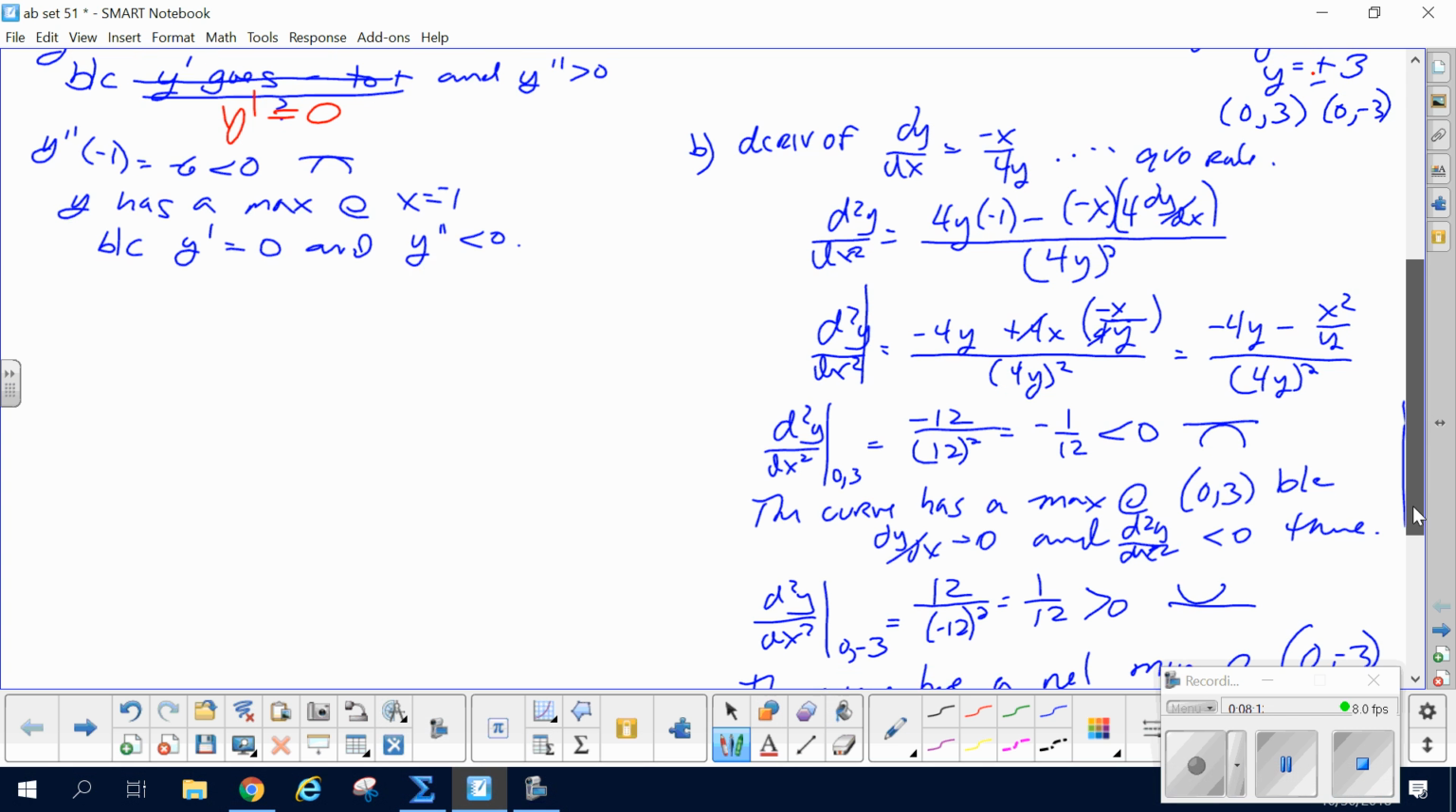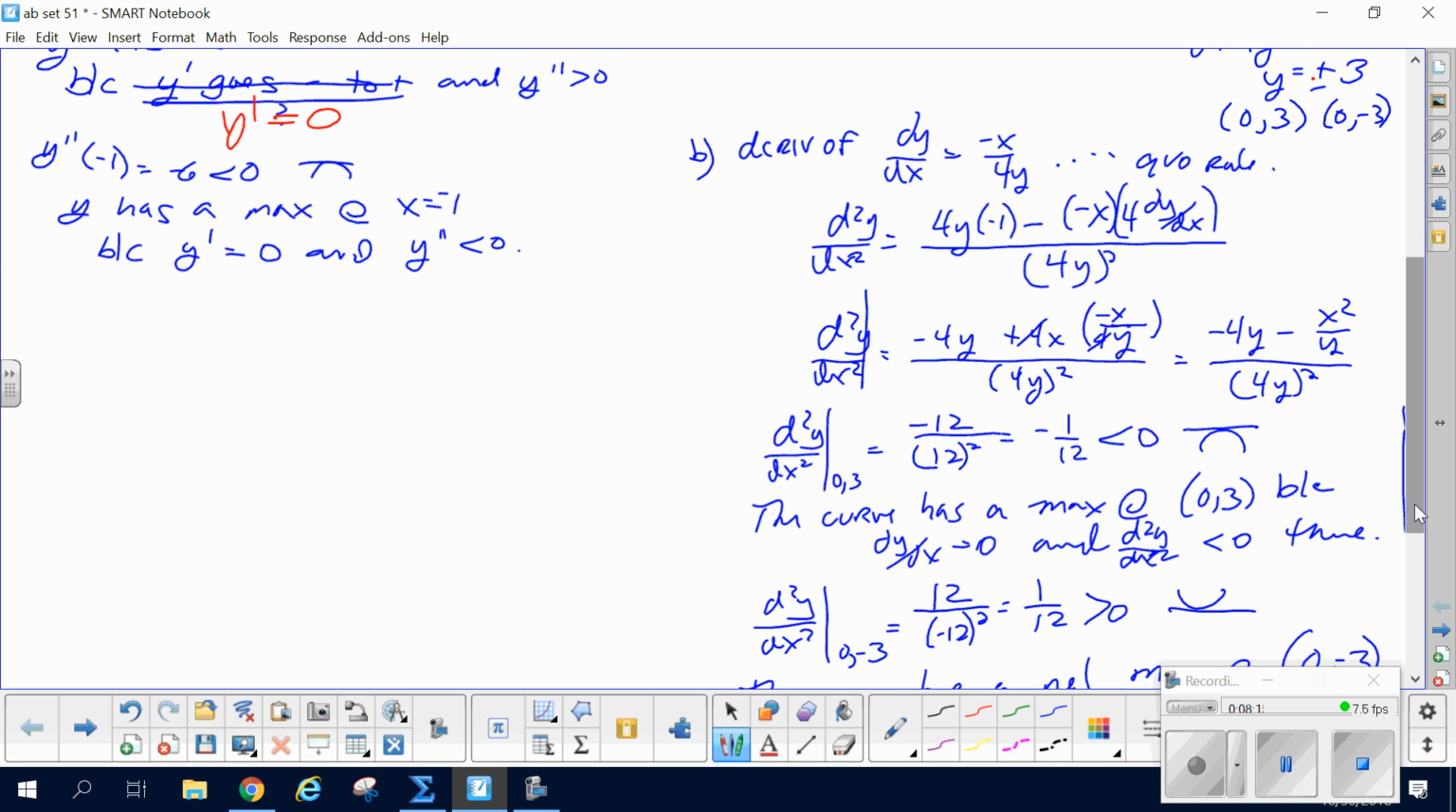To take the second derivative, you need to use the quotient rule on the first derivative. Done fairly cleanly, you should get something like that after you find the dy dx term as you go and plug in the derivative. You should get something like that for the second derivative. Check? All right. Did you get the second derivative at 0, 3 a negative, and therefore concave down at 0, 3 and a max? Yes? Okay. And the second derivative at 0, negative 3 is positive and a min.